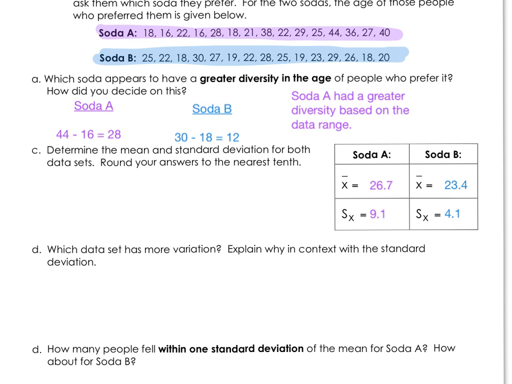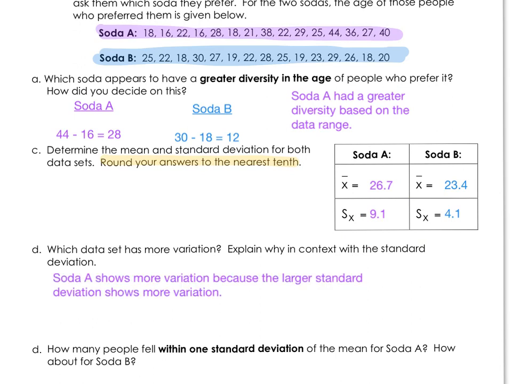Okay, and then it said that we needed to round our answers to the nearest tenth, so hopefully you rounded to the nearest tenth, and we found our answer of 26.7 and 9.1 for soda A, and then 23.4 and 4.1 for soda B. Based on this, which data set has more variation, and explain why in the context with the standard deviation. So if I look at the standard deviation, I can see that 9.1 is bigger than the 4.1, so that means soda A shows more variation in the data. So you may need to pause that to write it down. Soda A shows more variation because the larger standard deviation shows more variation.